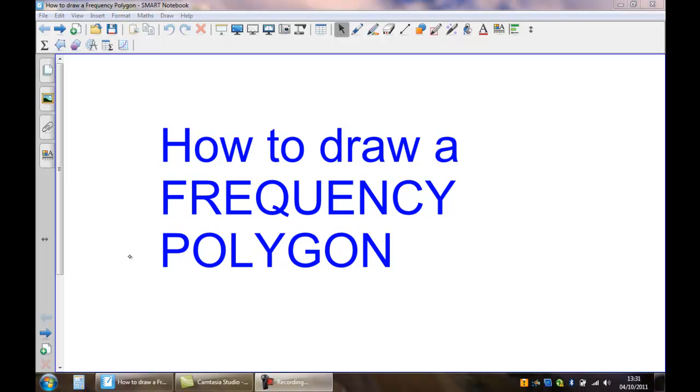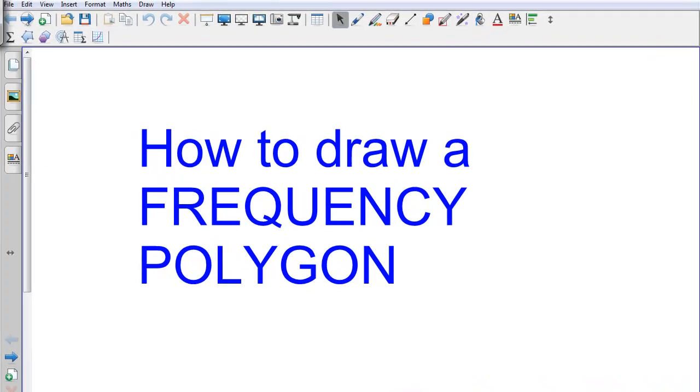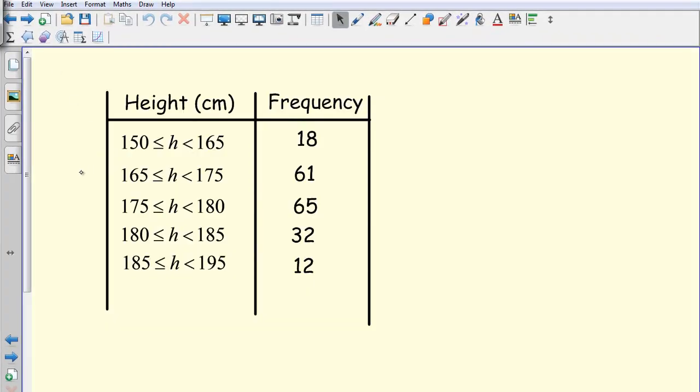So here's an explanation of how to draw a frequency polygon. We'll need some data. Here we've got the heights of some students, in different grouped widths, and that's the frequency. That's how many people. You can see there were 12 people measured between 185 and 195 centimeters.